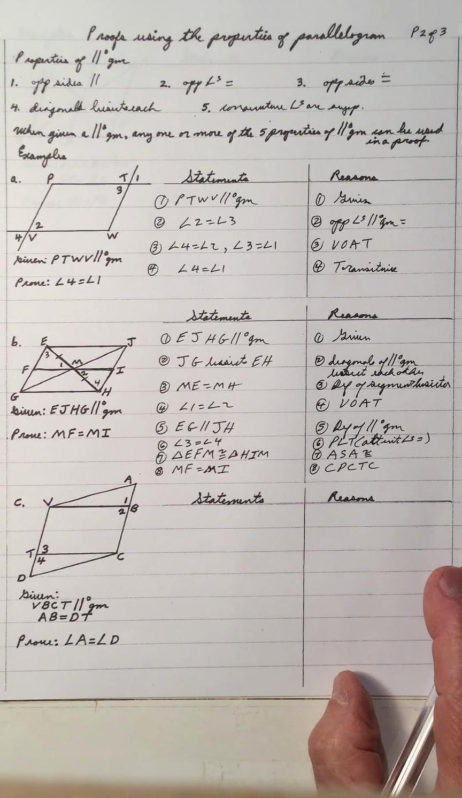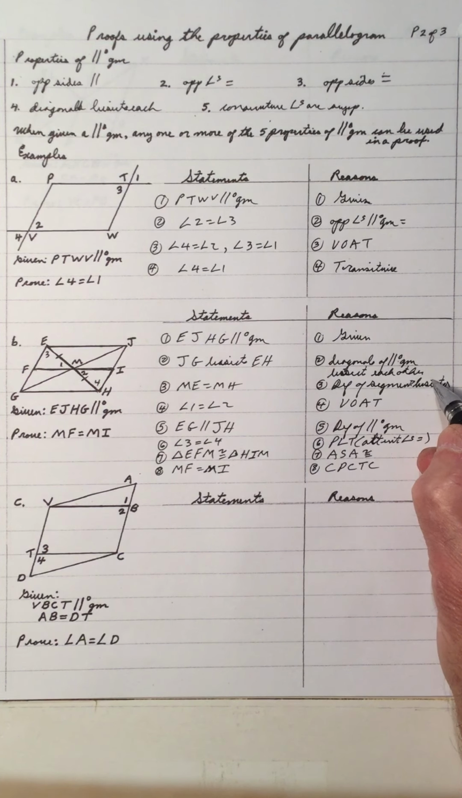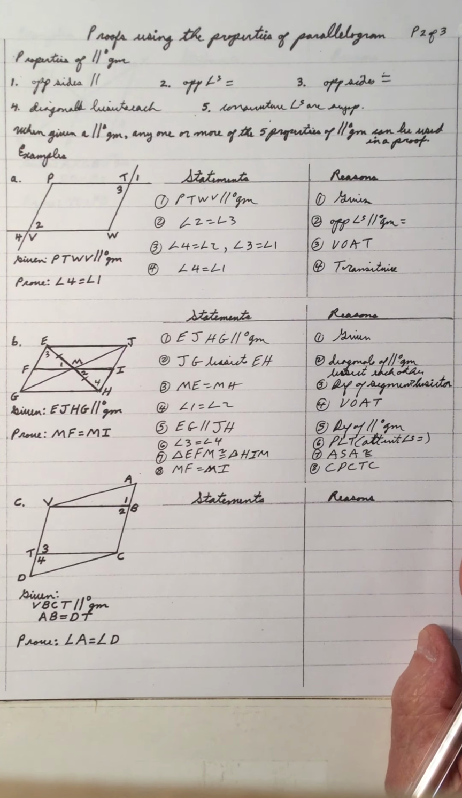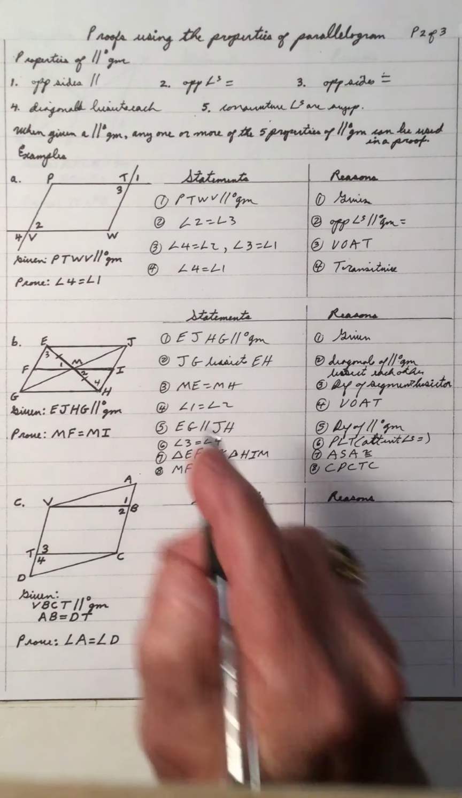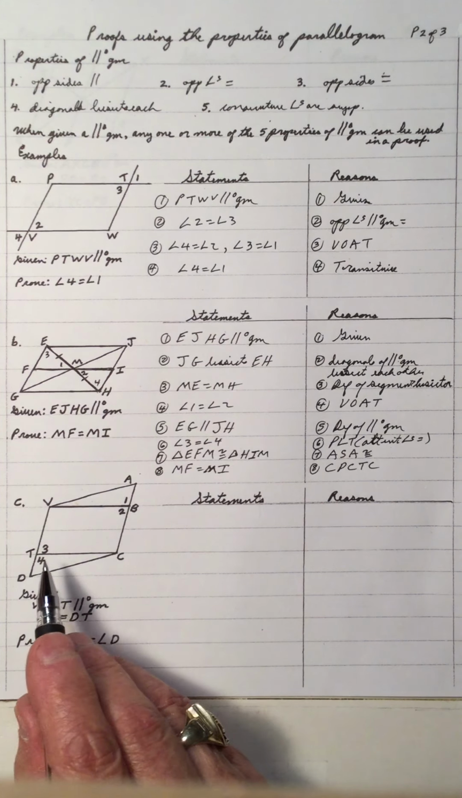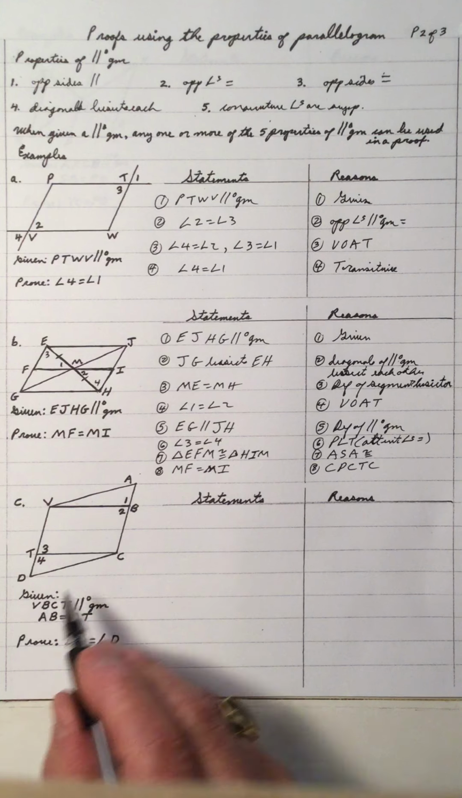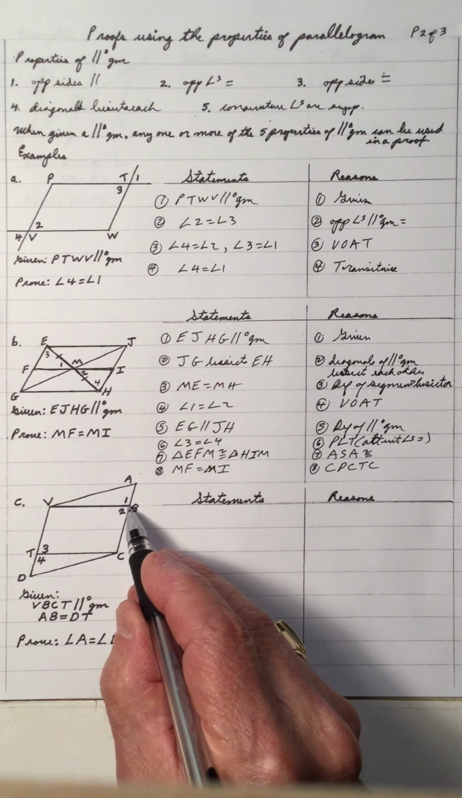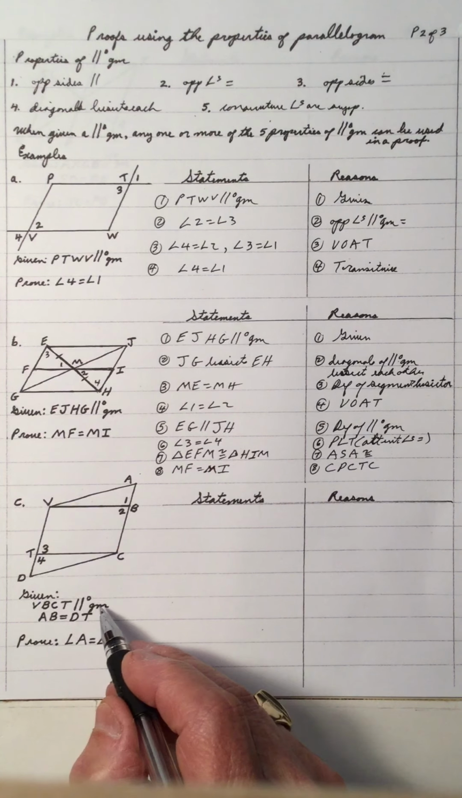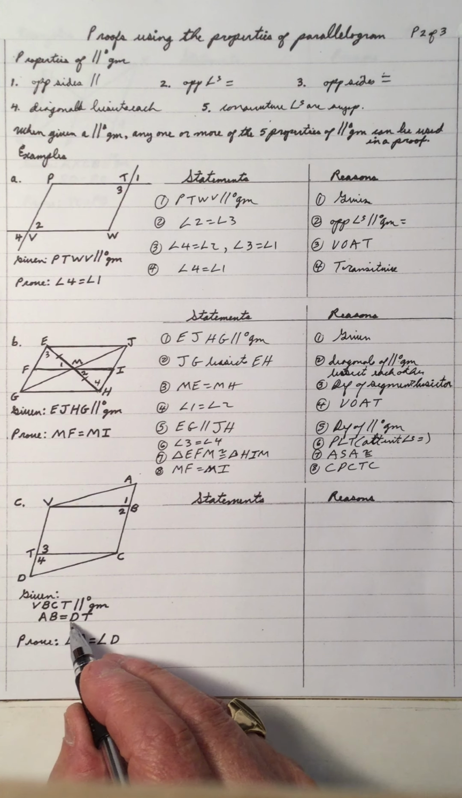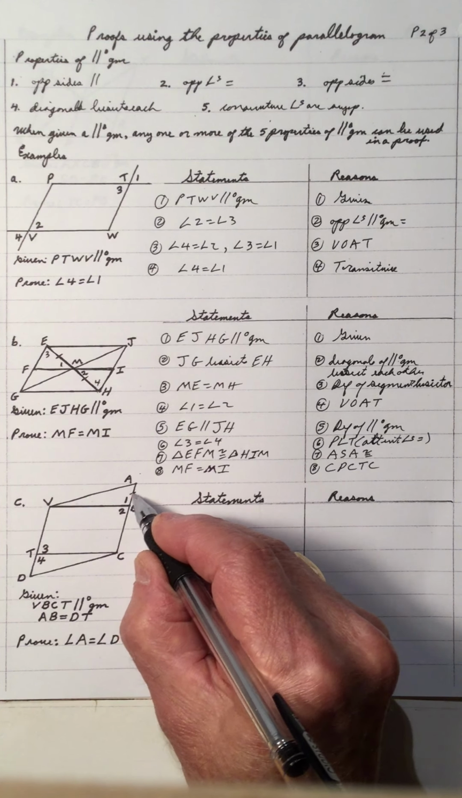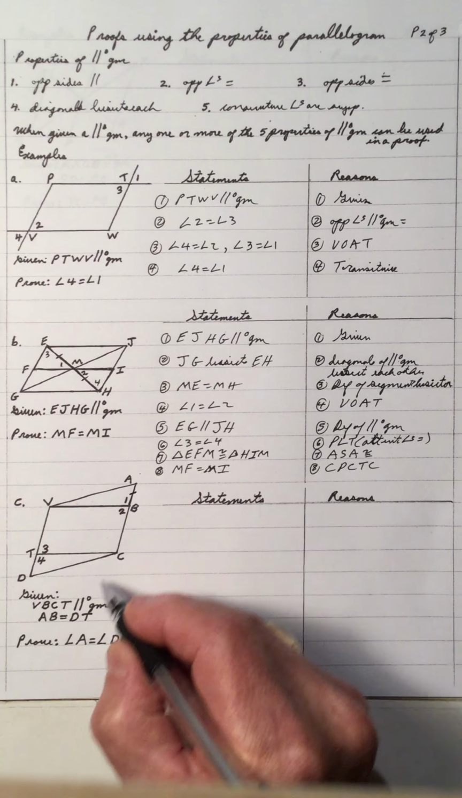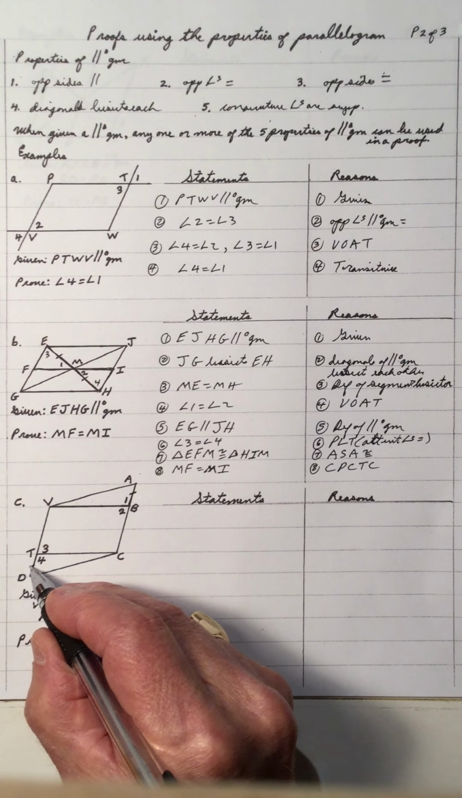Okay, let's do another proof. Proofs are difficult to do, especially the more lines and segments you have in it, so you've got to be careful. Now we have another one, and we're given that VBCT is a parallelogram. So here's the parallelogram. We have AB equals DT. AB is this segment right here. AB is equal to DT, this one.